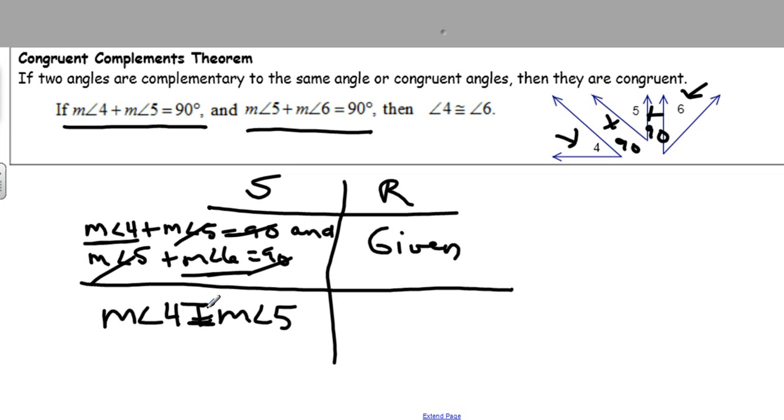So we can say that the measure of angle 4 is congruent to the measure of angle 5. And that's the congruent complements theorem. Sorry, it's the measure of angle 6, because your first and your last angle are congruent to each other.